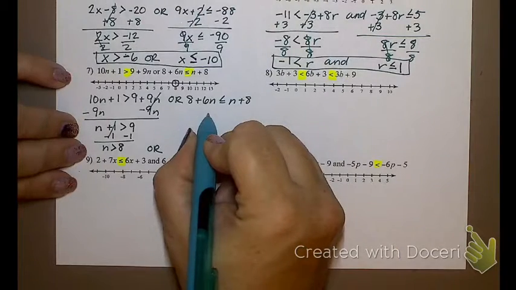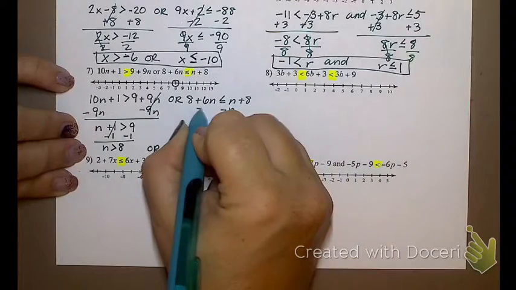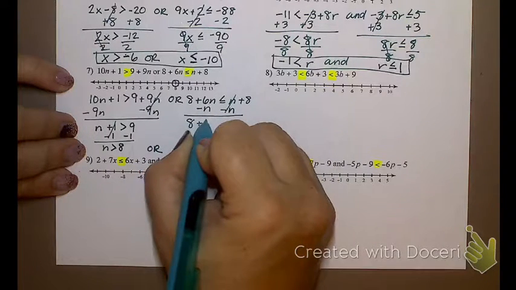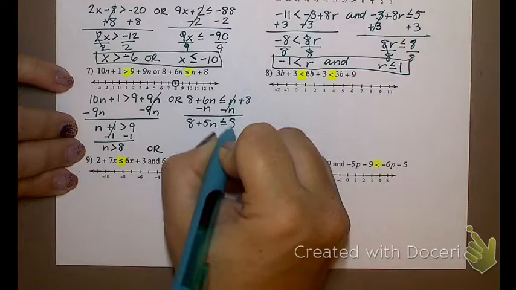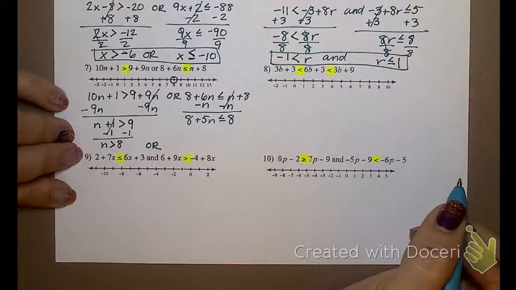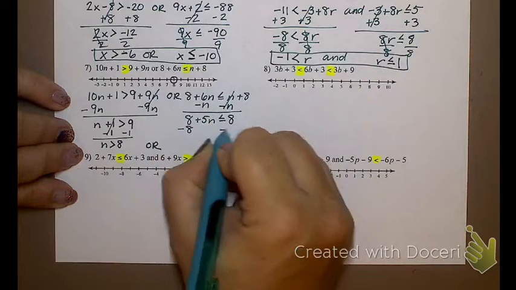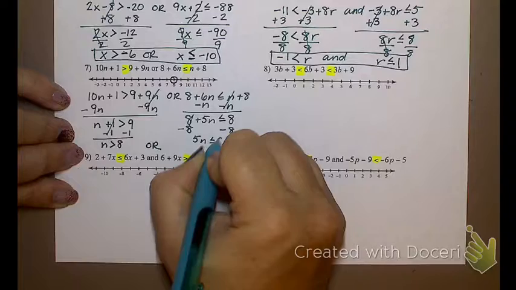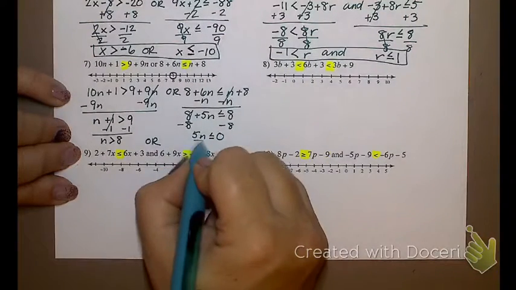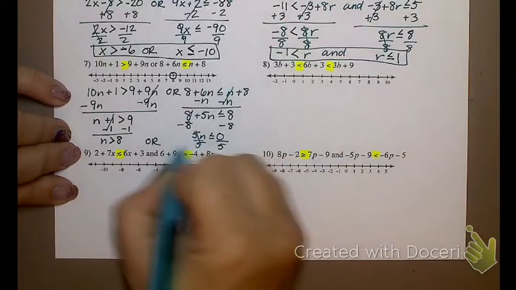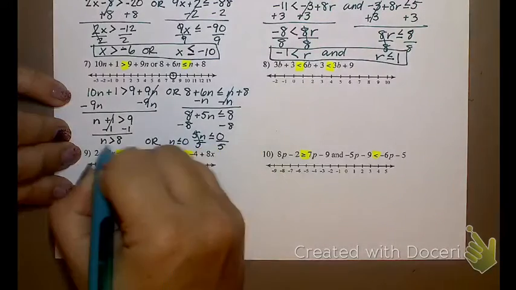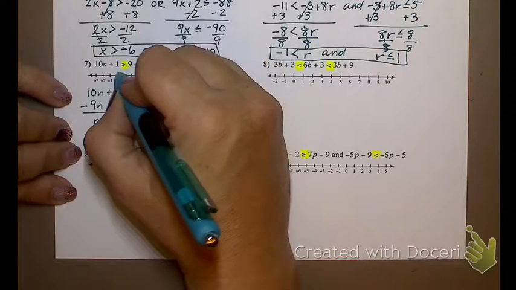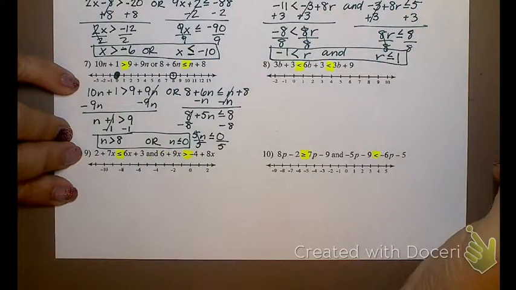All right, over here, getting my n's on the left, I'm going to subtract n. That means I have 8 plus 5n is less than or equal to 8. What do I do next? Subtract 8. And then people freak out because there's a 0, but we don't freak out. We just divide by 5. And what do we get? n is less than or equal to 0. Is that an open or a closed circle on 0? Closed.